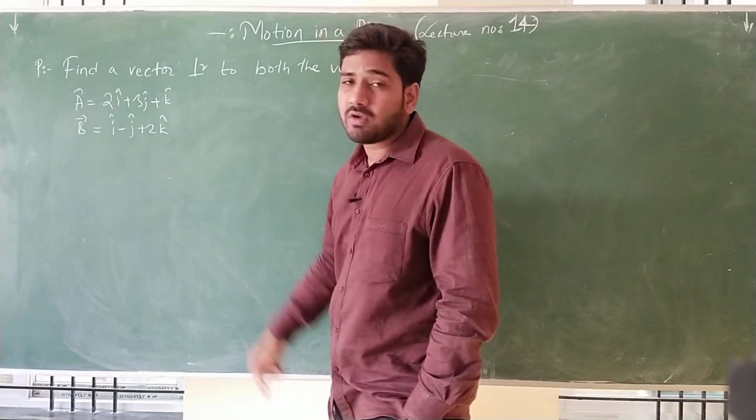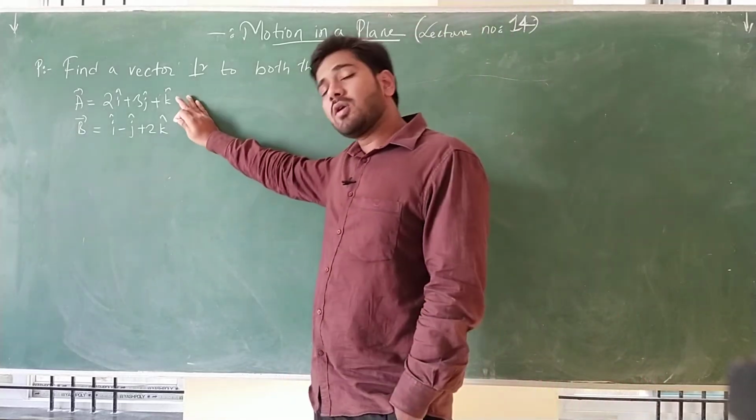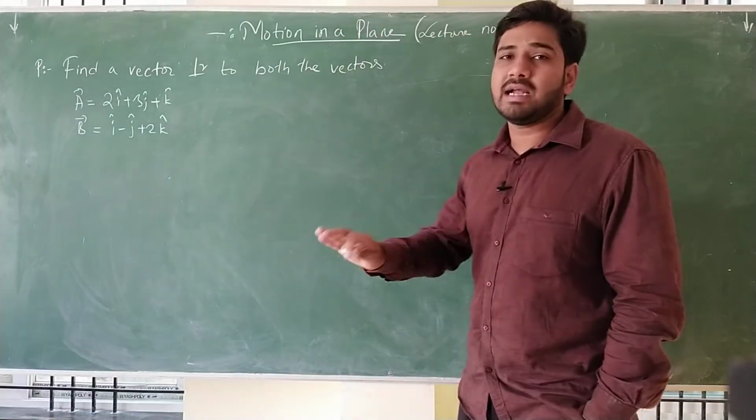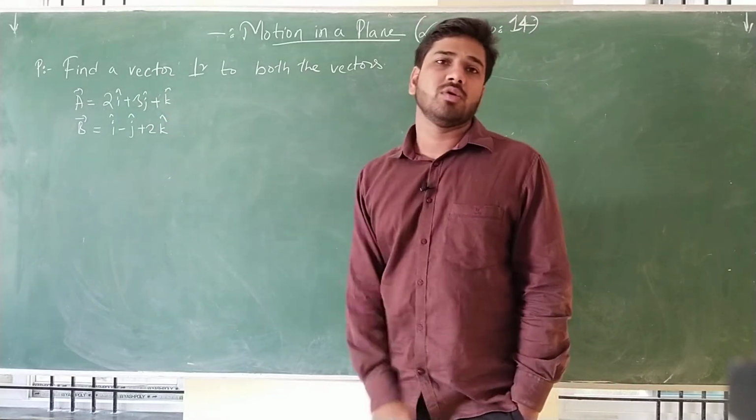at that time what you have to do is just take A cross B, you will get some vector, and that vector will be perpendicular to both the vectors.